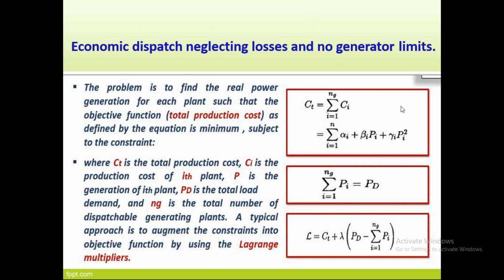So initially these three equations are very important. Just note down, it is equation 1, 2 and 3.